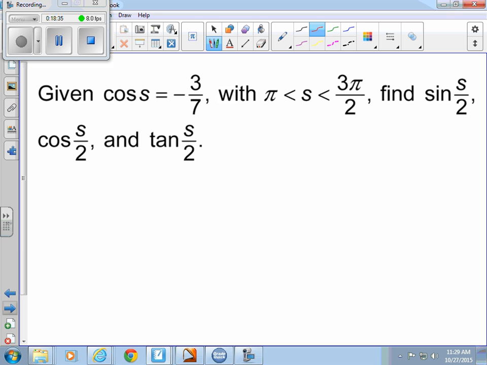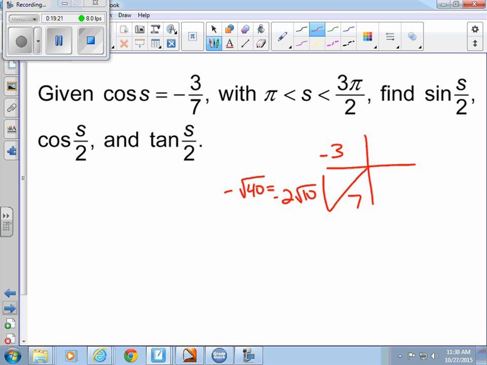Okay, I will need a triangle in quadrant 3. That is, cosine is negative 3, hypotenuse is 7, which means the third side is square root of 40, negative. It's not real pretty. The square root of 40 reduced is 2 radical 10. Does everyone know how we got that? Got a 4 and a 10. Square root of 4 is 2. Okay, that's great. Now look.